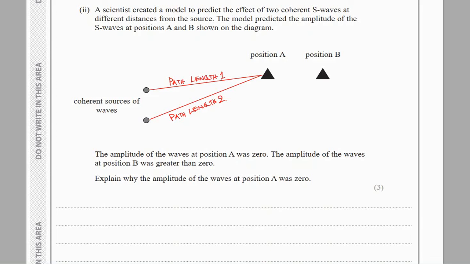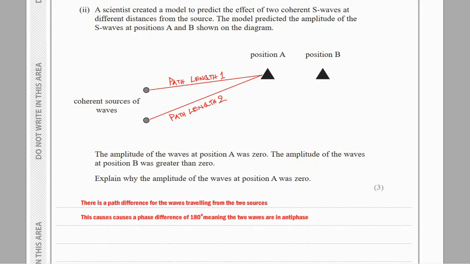So let's see what the mark scheme says. There is a path difference for the waves traveling from the two sources. This path difference gives rise to a phase difference of 180 degrees, meaning the two waves are in antiphase. And when two waves in antiphase superpose, what is the type of superposition that ensues? It's destructive superposition.